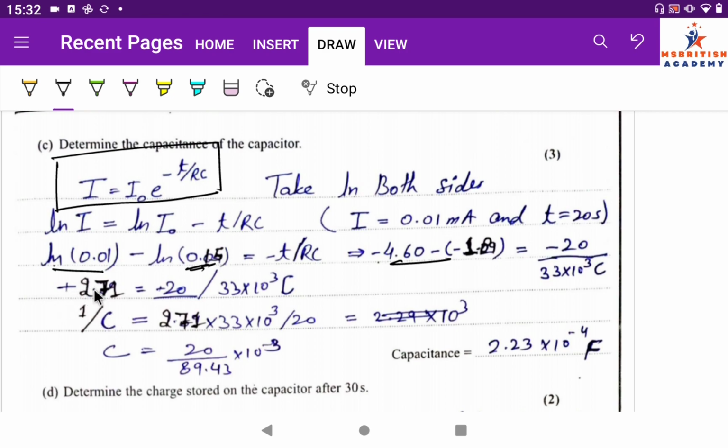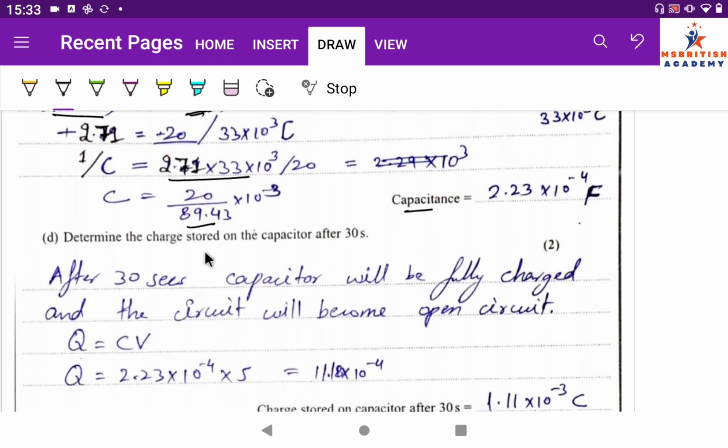2.71 is equal to 20 divided by 33 into 10 raised to 3 times C. So 1 upon C is equal to this, and after calculation we got 0.23. When we take the reciprocal of these values, it will be C, and this 20 will go up, and after calculation the capacitance is 2.23 into 10 raised to minus 4 farads.